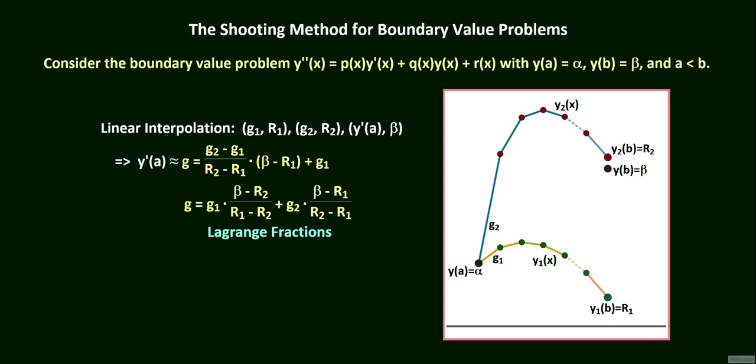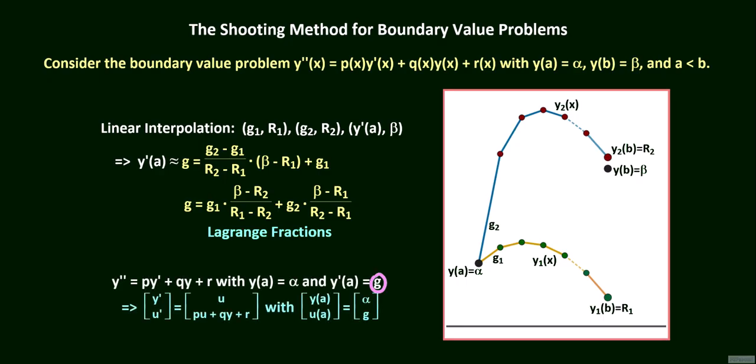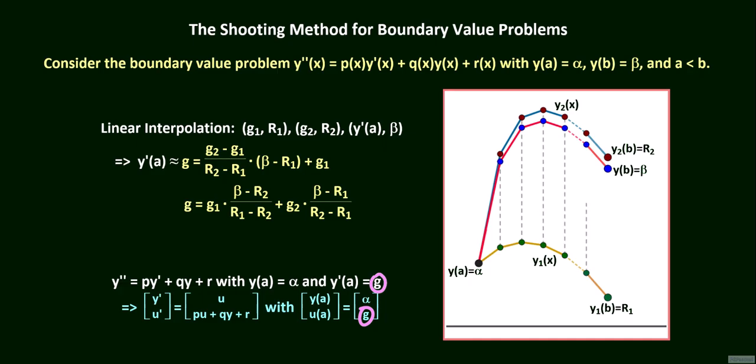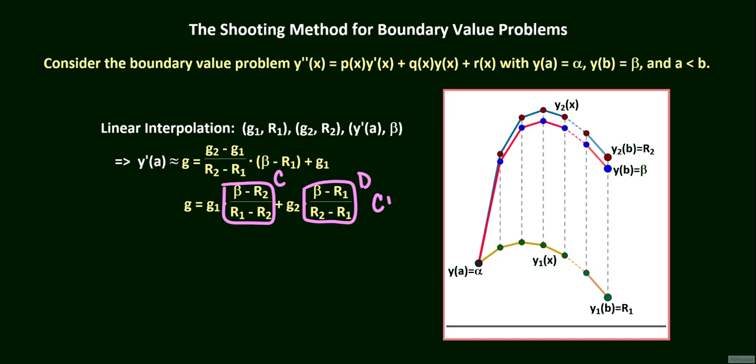To get the shooting method's approximate solution for the boundary value problem, we apply the shooting method a third time to the IVP, but this time with y prime of a equal to g. However, we can be more efficient by simply applying the same linear interpolation for finding g to find the different estimates for each y of x sub i. First, we call this fraction c, and this fraction d. Check that c plus d equals 1.